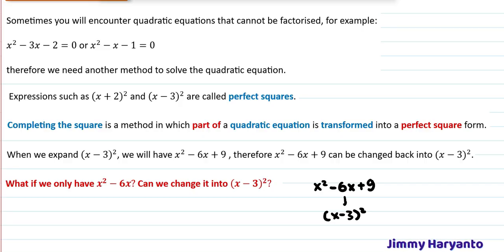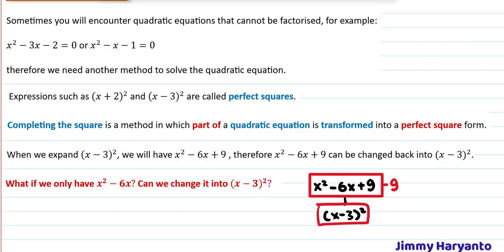But in math, you cannot suddenly just add 9 into some expressions. You cannot do that. If you add 9, that means you have to subtract 9 also, so the expression will not change. That means if you already change this into x minus 3 squared, the negative 9 has to be written after. So x minus 3 squared minus 9.